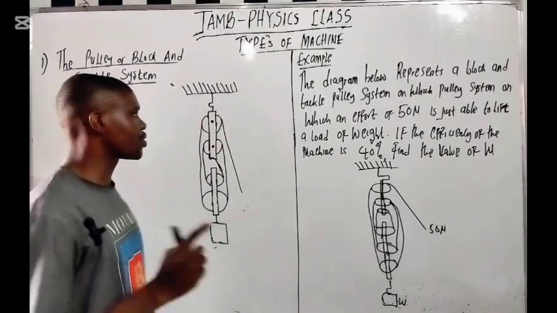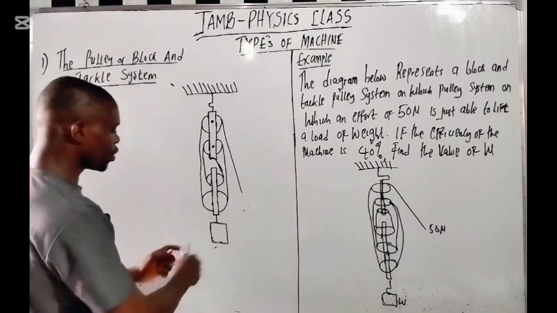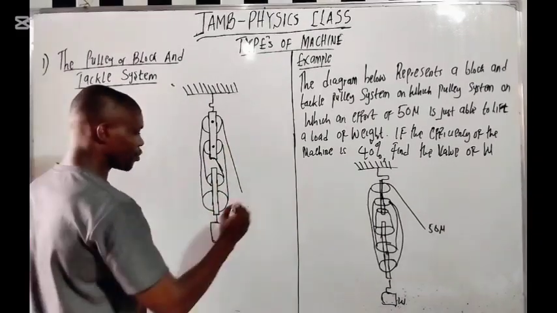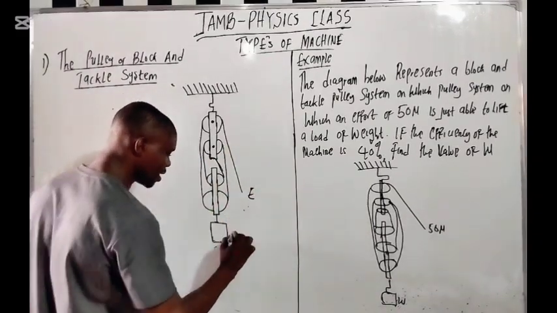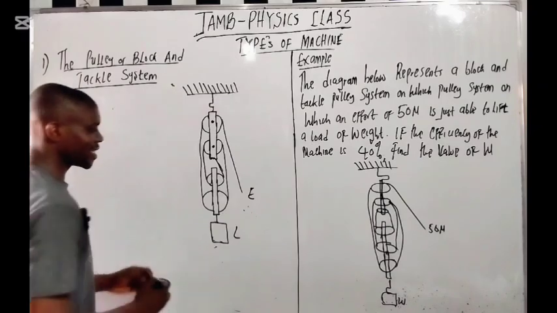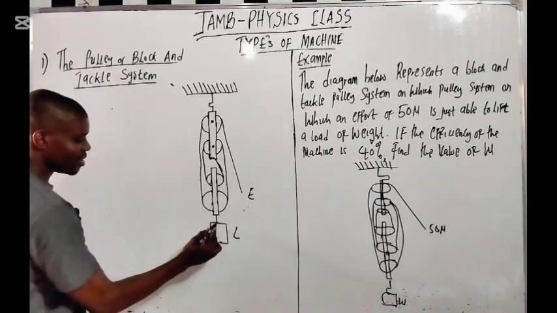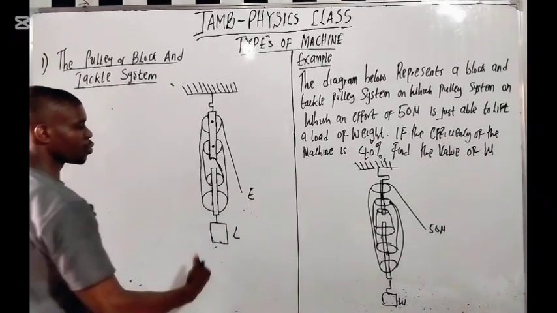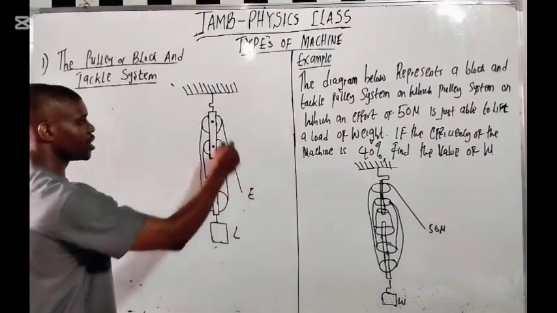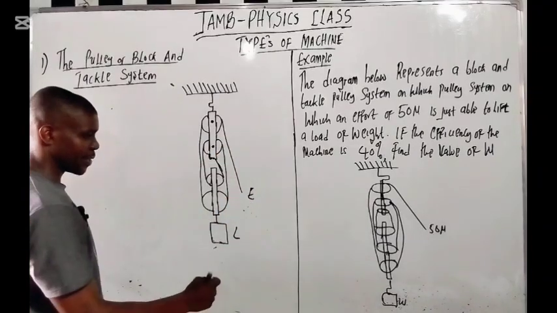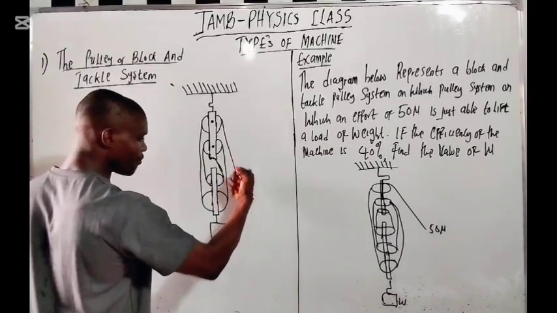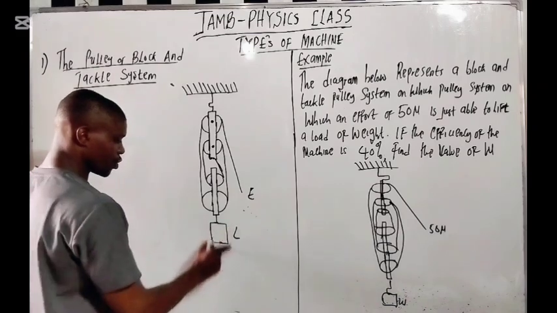One such machine is called the block and tackle system. This is the effort, and this is the load you want to overcome. If the load is heavy but you want to raise it, you use the pulley system. Once you apply little effort, you can raise this load here.